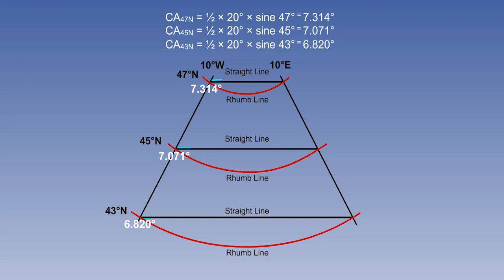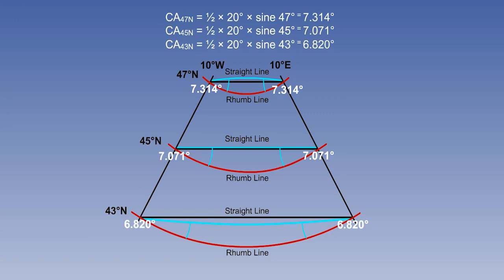Now let's plot each of these angles upwards from the rhumb line at each latitude. This will give us the initial great circle tracks. At 47 north, it is about 7.3 degrees. At 45 north, the parallel of origin, it is 7.071 degrees, the same as the straight line. And at 43 north, it is about 6.8 degrees.